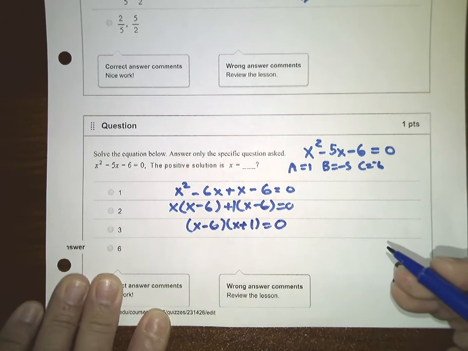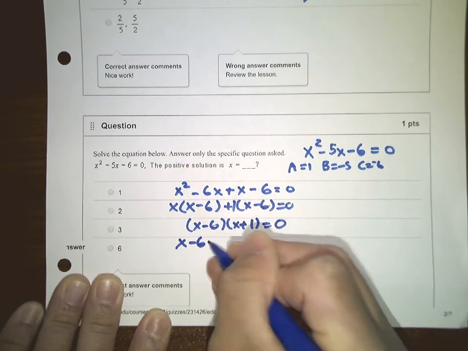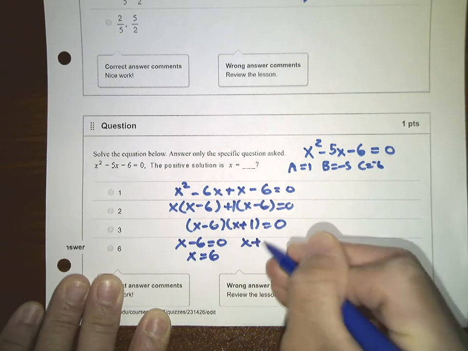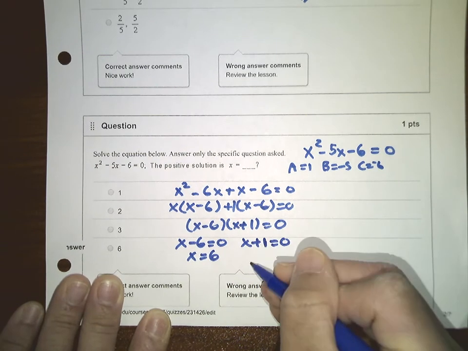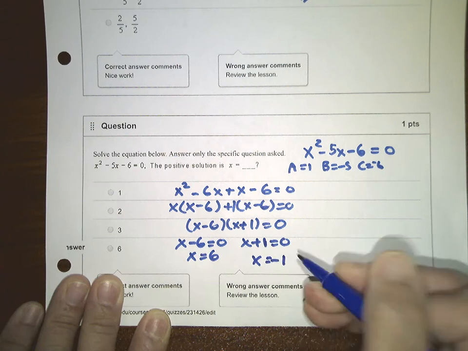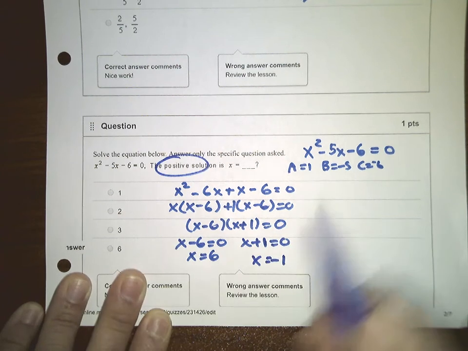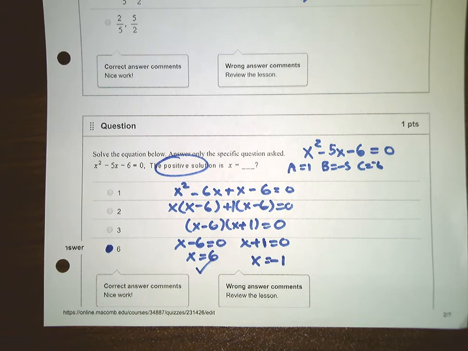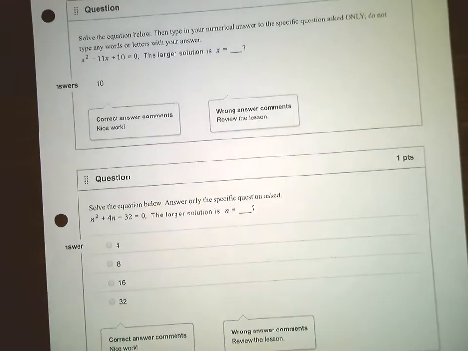Then set each factor equal to 0. So x minus 6 is 0. Add the 6 to get x is equal to 6. And then x plus 1 is equal to 0. Subtract the 1 to get x is equal to negative 1. But the question asks for the positive solution, so that would be 6. So try to remember your factoring if you did not actually already remember how to do that, all right?